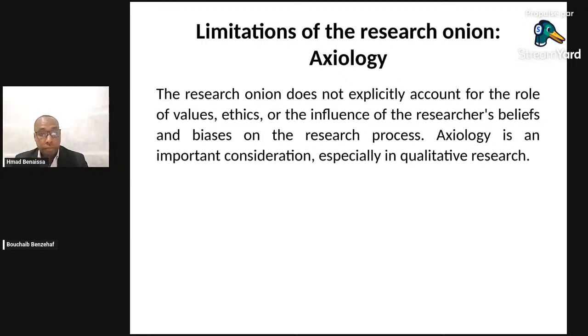Another limitation of the research onion is axiology. The research onion does not explicitly account for the role of values, ethics, or the influence of the researcher's beliefs and biases on the research process. Axiology is an important consideration, especially in qualitative research, where subjectivity and human experiences are central. The researcher's values, beliefs, and biases in qualitative research can influence how they interpret their data. By recognizing their influence, researchers can strive for greater objectivity and self-awareness.